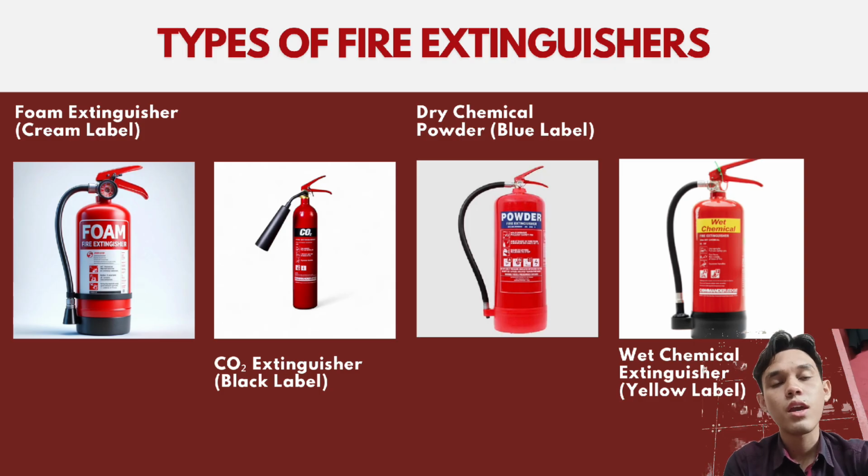And last, wet chemical extinguishers. This one is mainly used for Class K or F fires, like cooking oil or fat fires in the kitchen. It cools the oil and creates a layer that prevents re-ignition. So to stay safe, always check the label color and class symbol before using an extinguisher. The right extinguisher can save lives, the wrong one can make things worse.